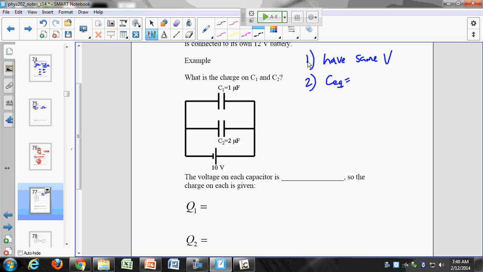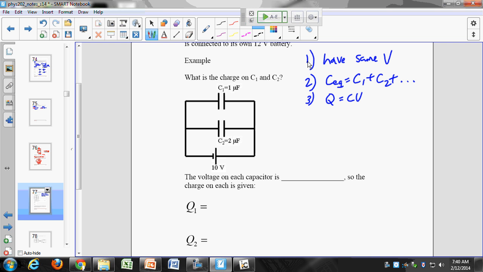The equivalent capacitance is just the sum: C1 plus C2 plus however many capacitors there are. And then the third is just the definition, Q is equal to CV. So those are our three rules for capacitors in parallel. As I said, we'll have similar rules for capacitors in series, but those are our governing principles.